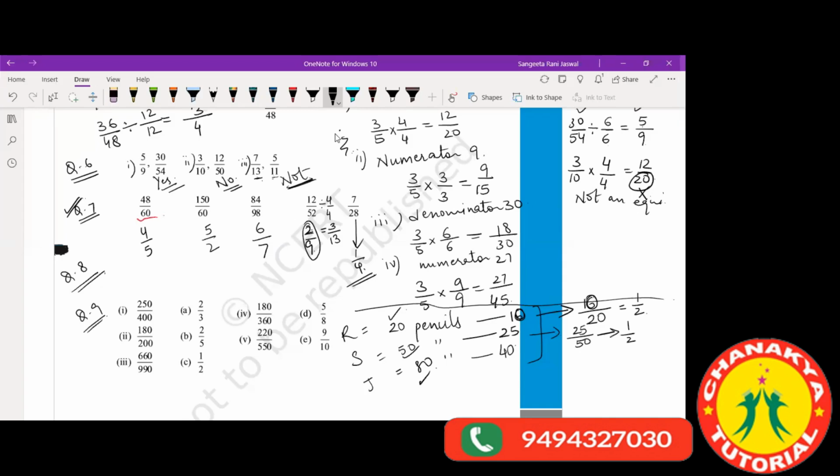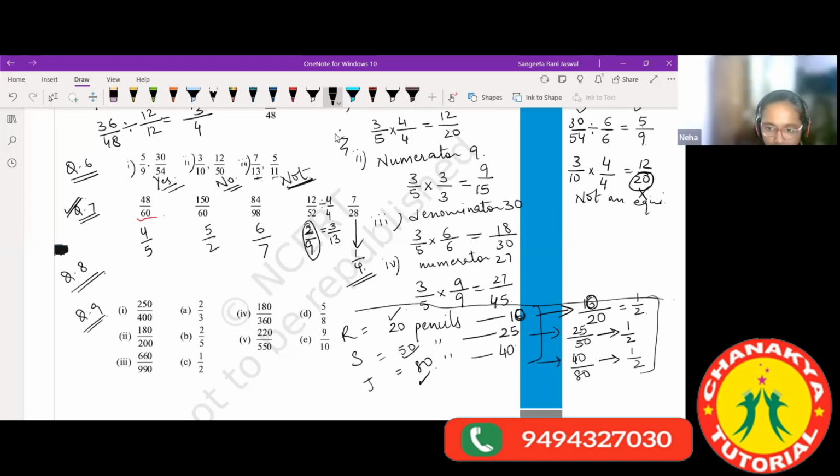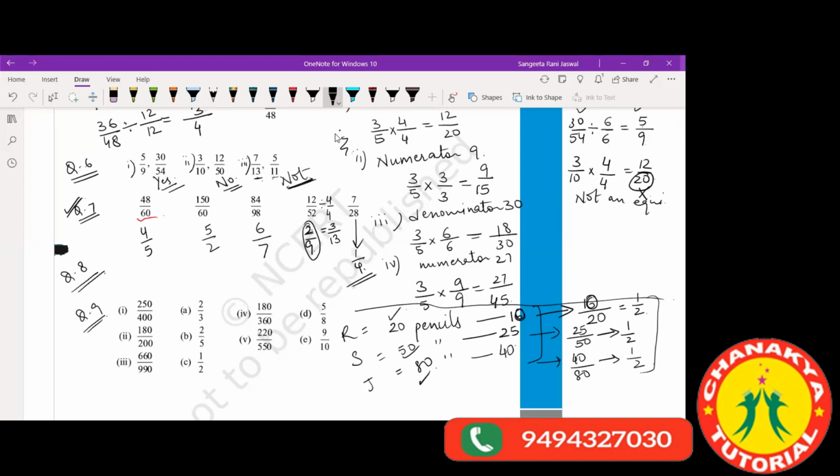Now Jamal had 80 pencils in total and he used up 40 out of those. So the fraction is again 1 by 2. So the fraction is equal here. Ma'am, in the question it's asked, no? Check if each has used up an equal fraction of their pencils. So the fraction is equal. So all have used an equal fraction of their pencils. Got it? Yes, ma'am. So you can write down in your notebook with the statement, because this is a statement question. You need to give the answer in a statement only.